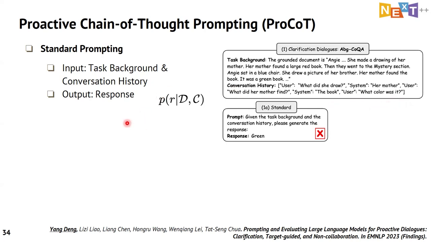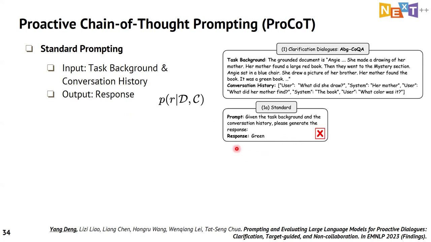So if we directly use ChatGPT to answer this kind of question with some standard prompting, where we provide the input with the task background and the conversation history and ask ChatGPT or other LLMs to respond to this question, it will make a guess at what the user intended, even though the question is ambiguous.